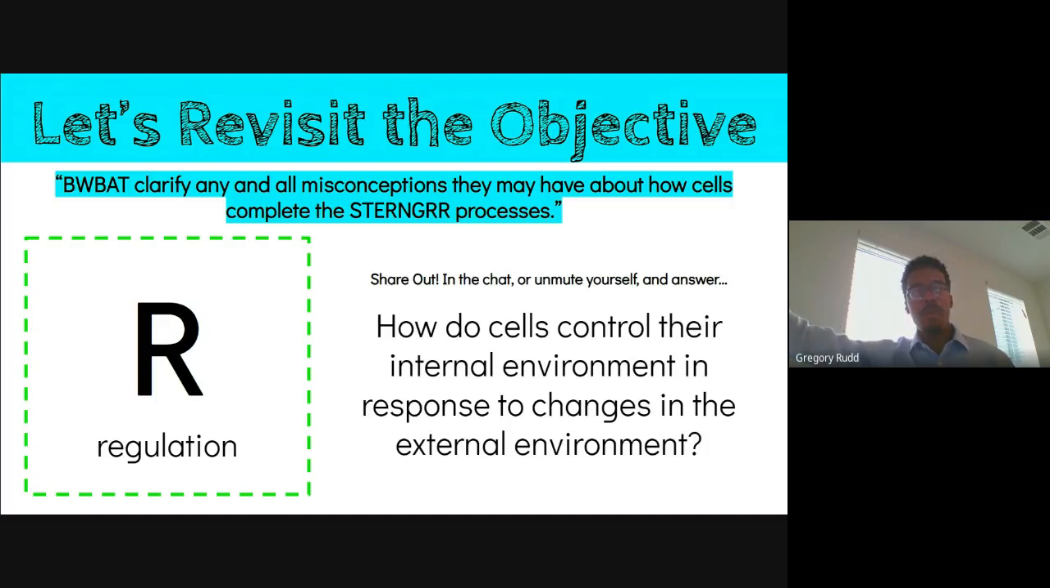Think about what one of the main purposes of a vacuole is in a plant cell. What's one of the main purposes of a vacuole in a plant cell?